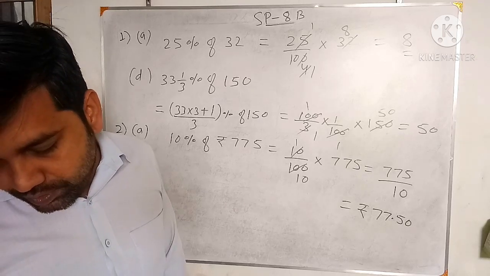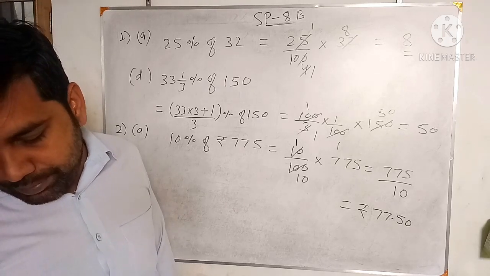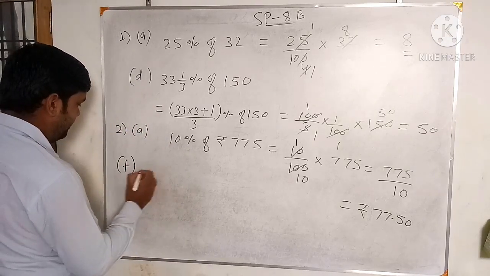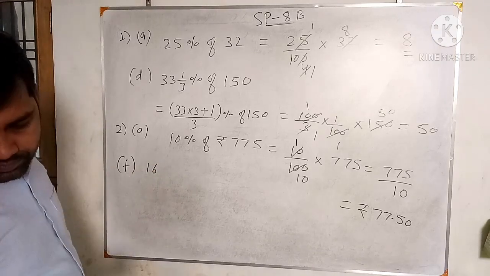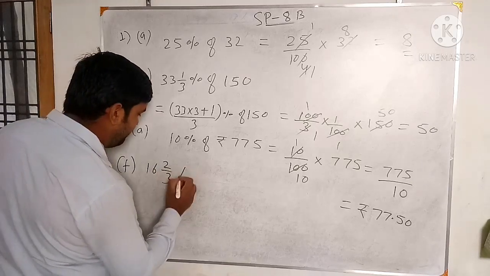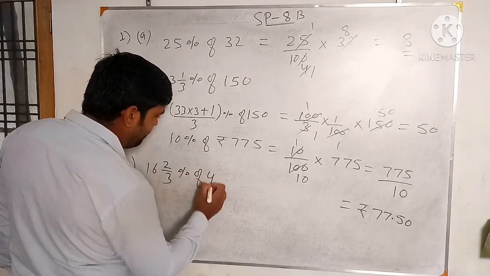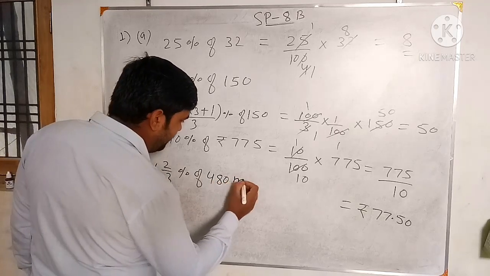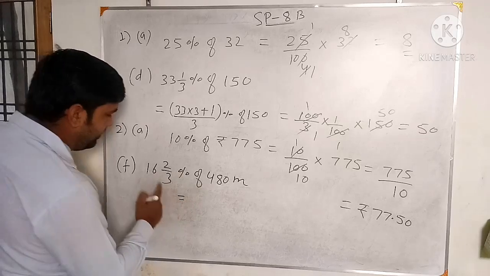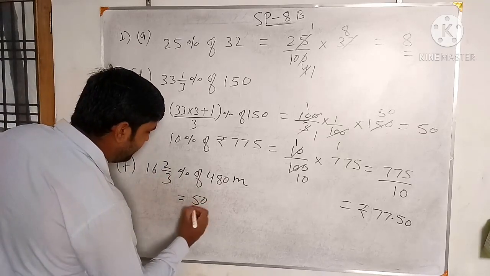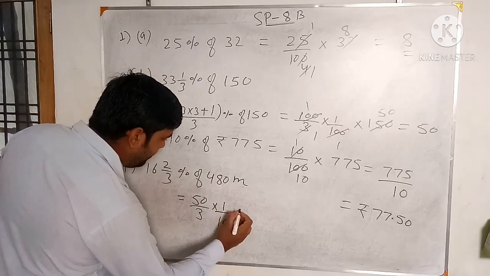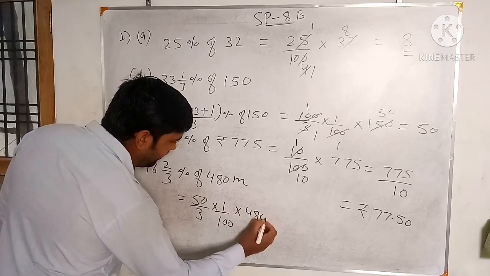Now we do question number F, 16 2 by 3% of 480 meter. First convert the mixed fraction to an improper fraction. That is 3 16s are 48 plus 2, 50 by 3%. Percent means 1 by 100. Of means multiply 480 meter.